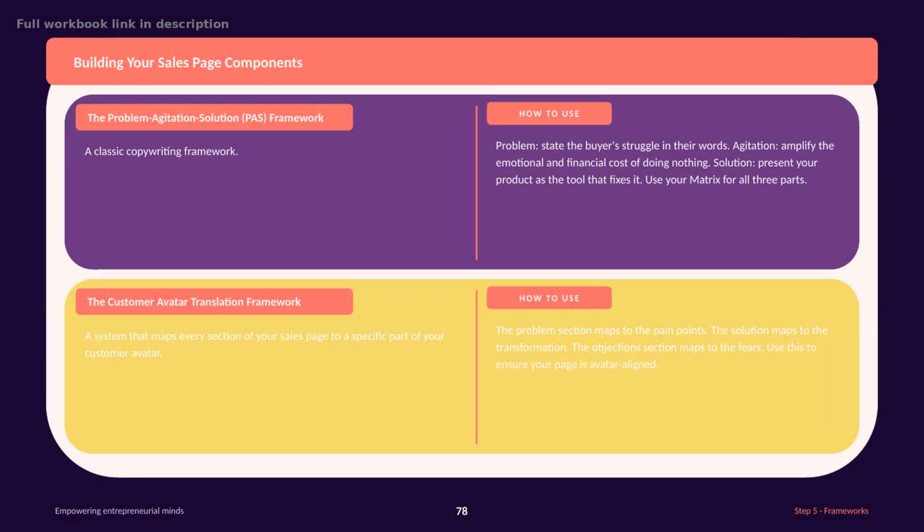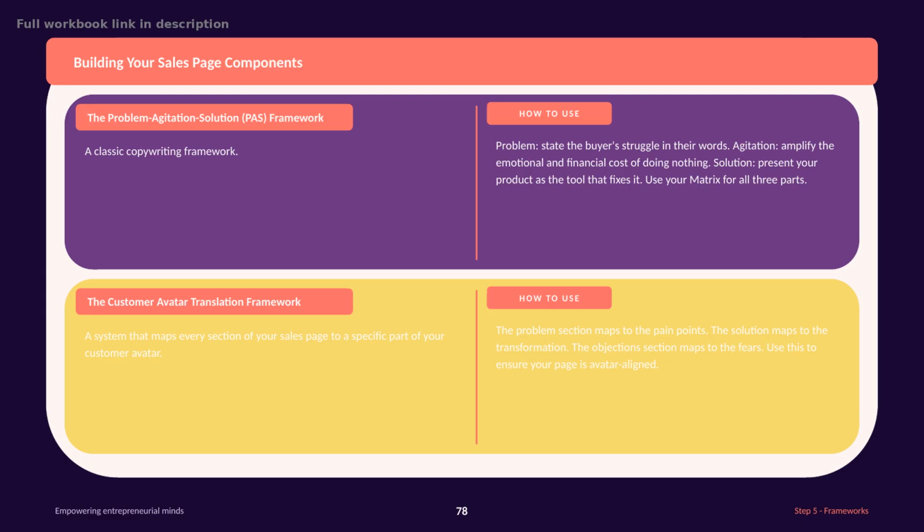We'll use 2 frameworks. The first is the Problem Agitation Solution framework, a classic copywriting framework. Problem: state the buyer's struggle in their words. Agitation: amplify the emotional and financial cost of doing nothing. Solution: present your product as the tool that fixes it. Use your matrix for all 3 parts.